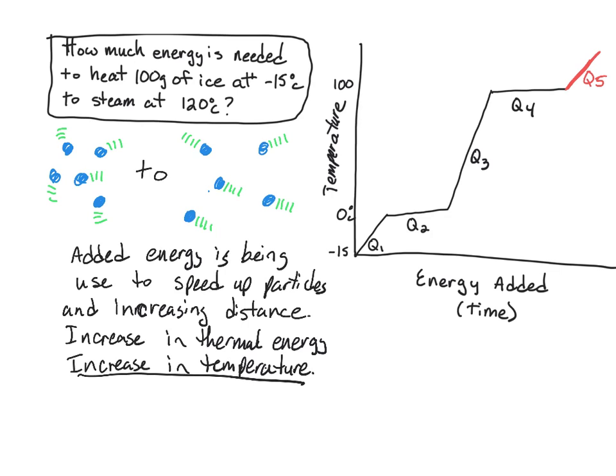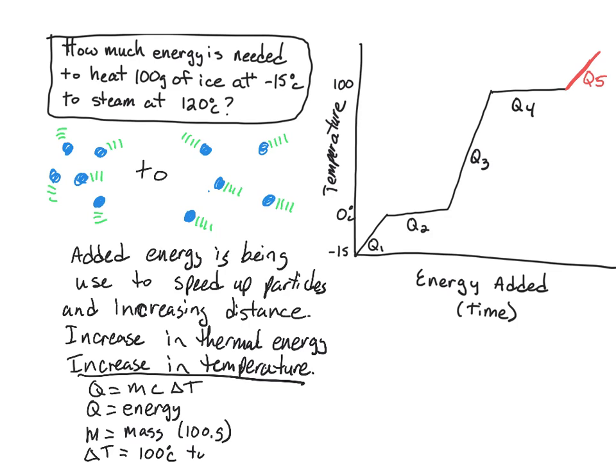So the formula I'm going to need to use is Q equals mc delta T again. The Q is going to be the amount of energy. M is going to be equal to the mass. Again, I'm starting with the same mass. Mass isn't created or destroyed, so I'm still going to be using 100 grams. And my delta T, the change in temperature, is going from 100 degrees Celsius to 120 degrees Celsius, which means my delta T is going to be 20 degrees Celsius.